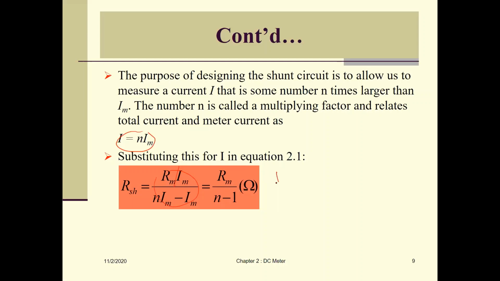So from this one, with RM and IM and n minus 1, let's cancel out the IM. It will be like this: RM over n minus 1.